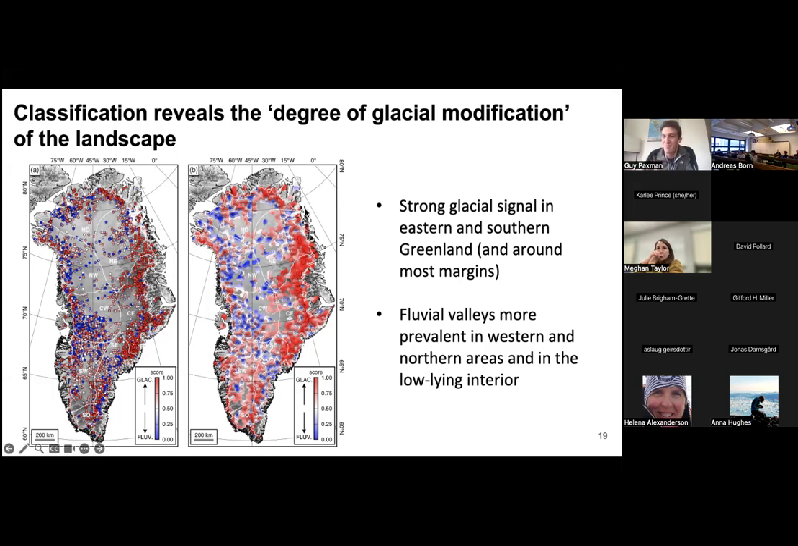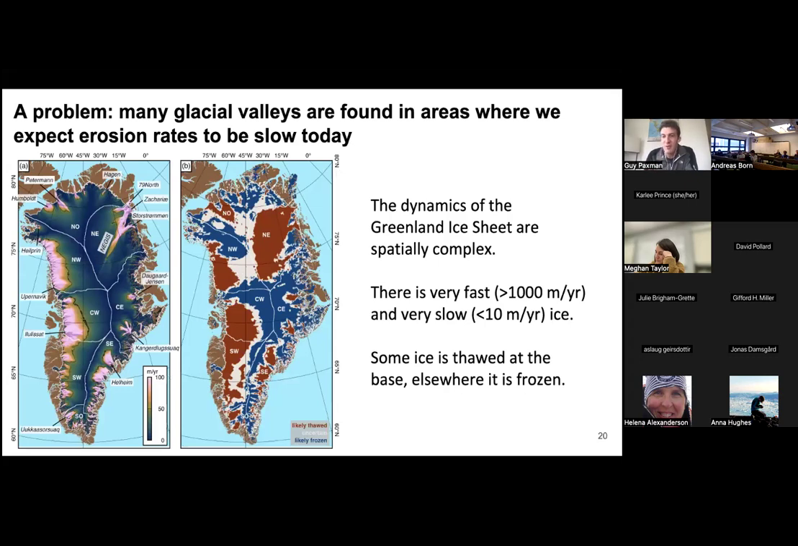And again, there's a lot of things I could focus in on in this talk, but for simplicity, I want to stay focused on, to begin with at least, these areas in the high areas of eastern and southern Greenland, where you have these quite strong red colors, these quite strong glacial classifications. And the reason this is quite interesting is that there is a potential problem here in that many of these valleys, the valleys classified as being glacially formed, are found in areas today where we actually wouldn't expect particularly fast or erosive ice to be.